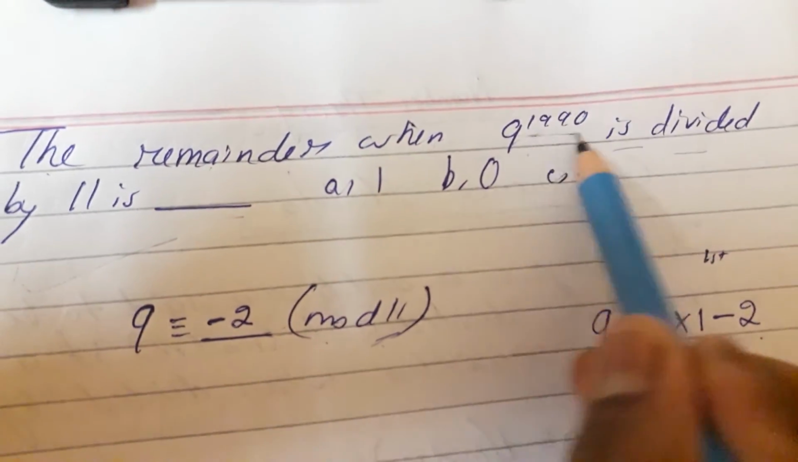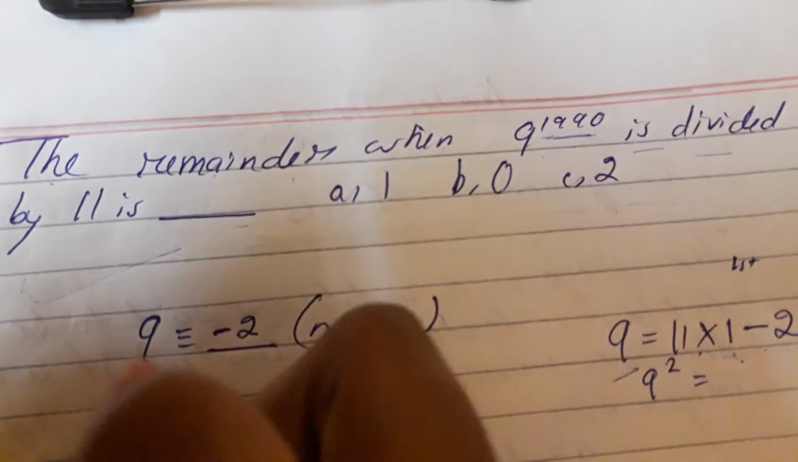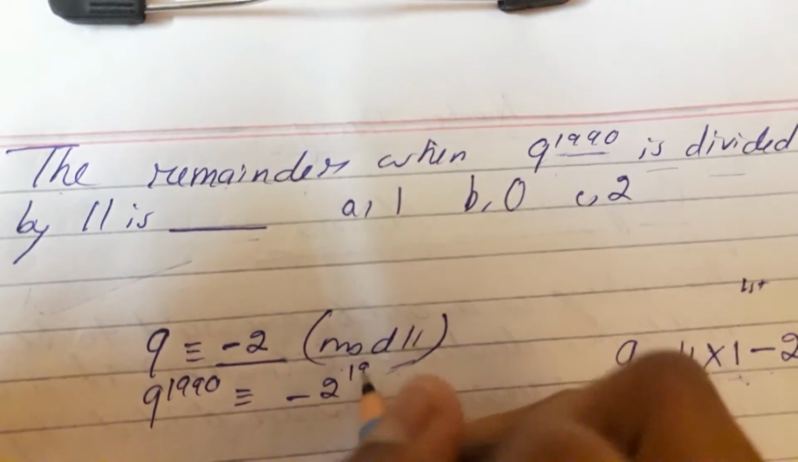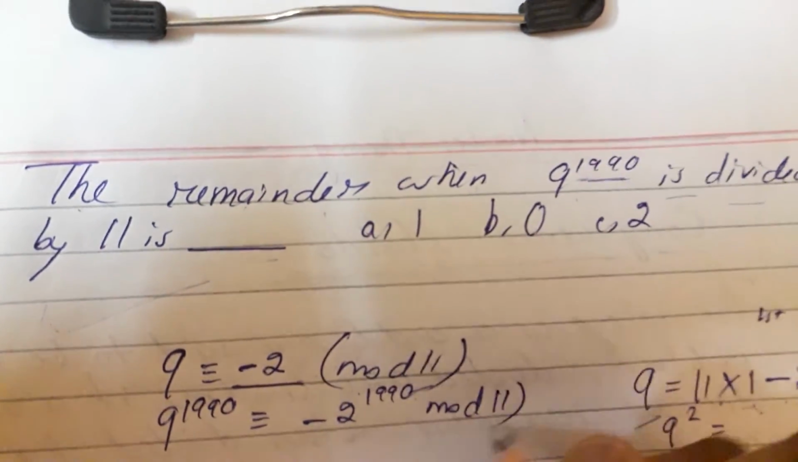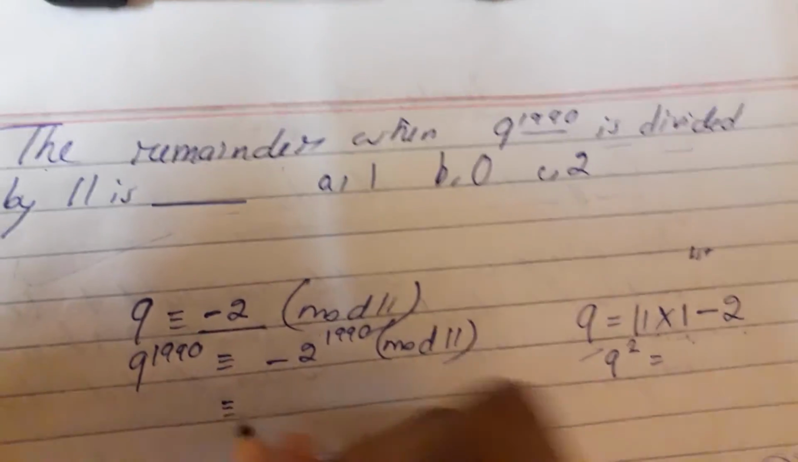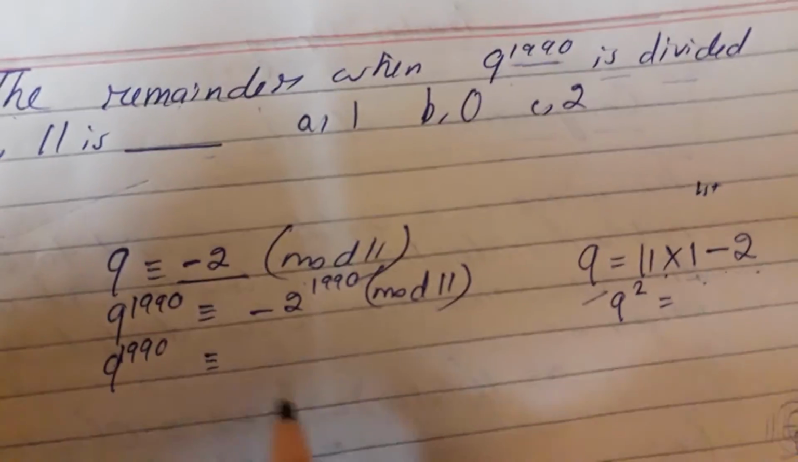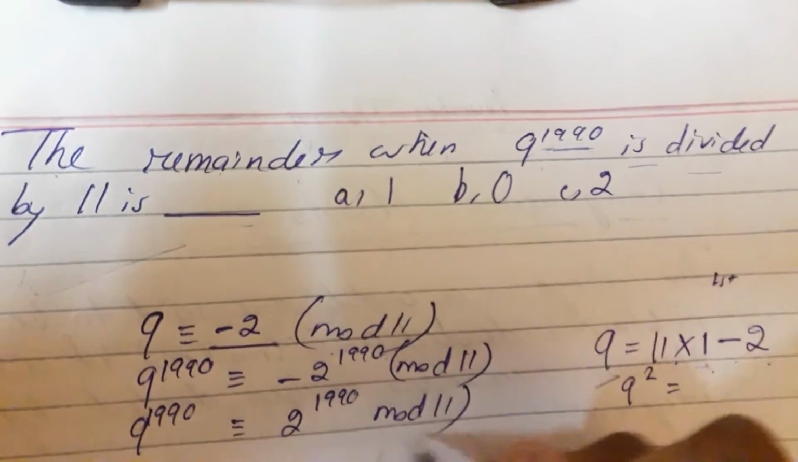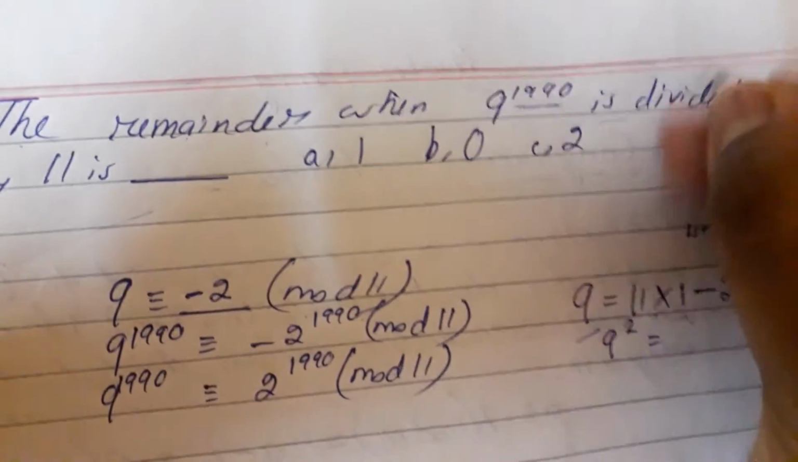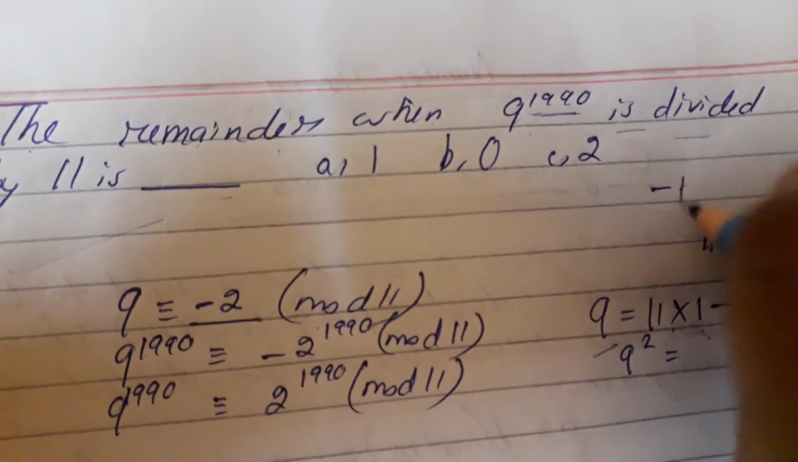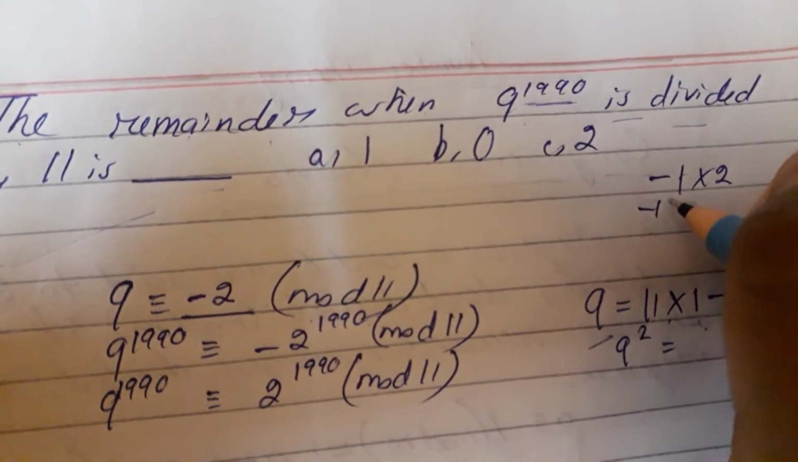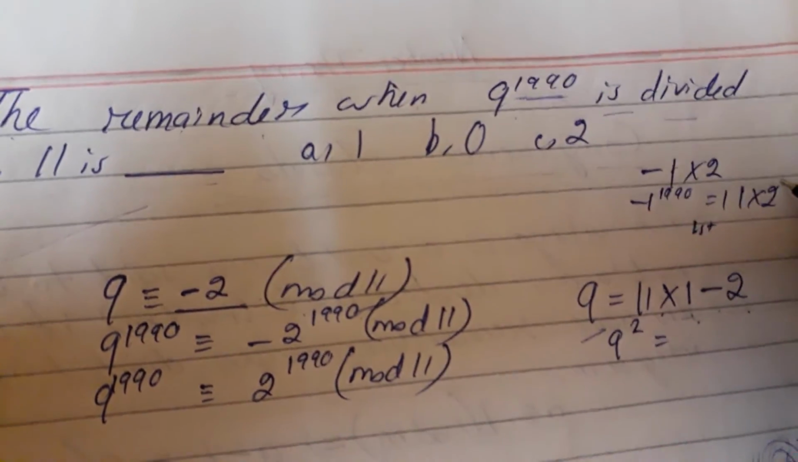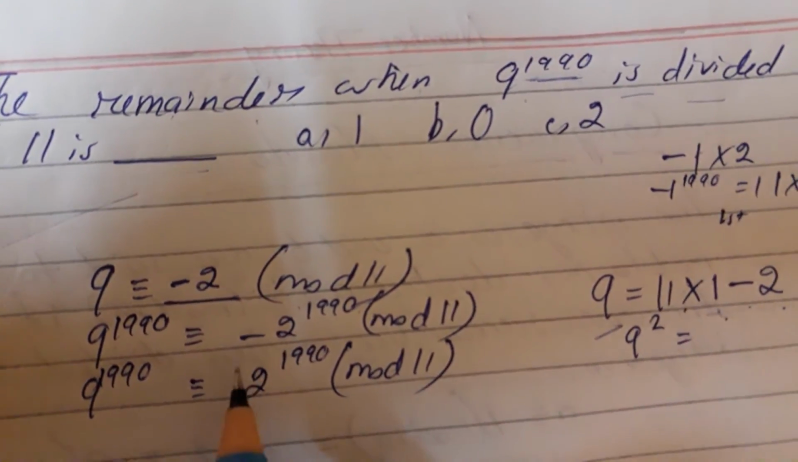So now see, here 1990 is given, so we can write 9 to the power 1990 congruence minus 2 to the power 1990 modulo 11. So we can write it as 9 to the power 1990 congruence 2 to the power 1990 modulo 11. Why? Because here minus means minus 1 into 2. Minus 1 to the power any even number, we all know, equals 1. So it will come 1, and 1 into 2 to the power 1990. That's why the minus will be removed here.